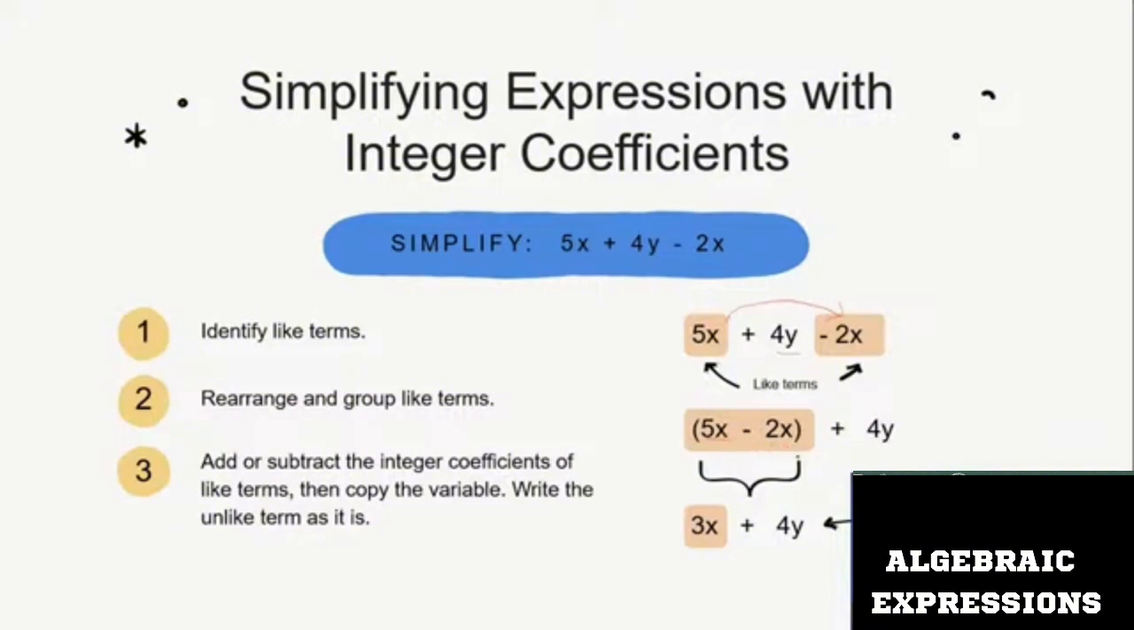Right, so 5x minus 2x, we maintain the x, we're going to subtract the coefficients, 5 minus 2, we get a 3 here, and then we stay with our x. And the unlike term, we just bring it like it is, and we copy it down, and we maintain it as it is.